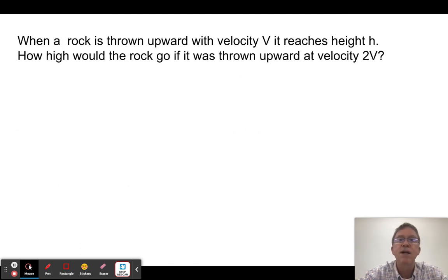All right, let's try another one. A rock is thrown up with initial velocity v. It reaches a height h. How high would the rock go if it had been thrown up at velocity 2v? I'm telling you, they love to ask these kind of questions. You know what I don't have here? I don't have time. I know what equation I'm supposed to use.